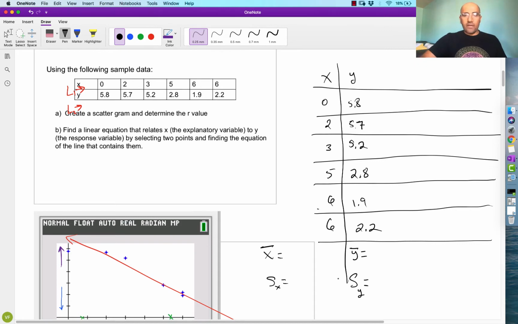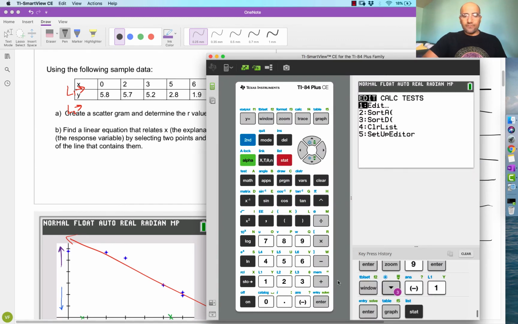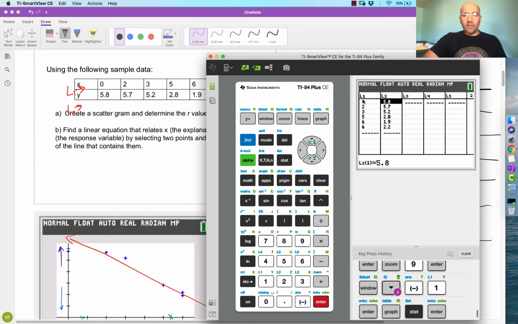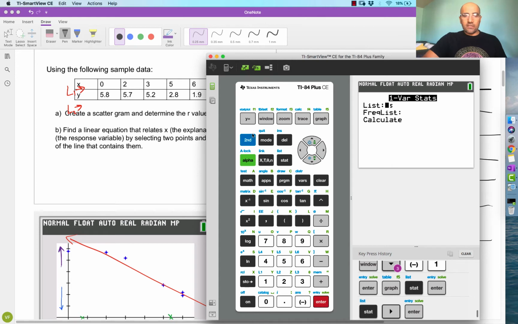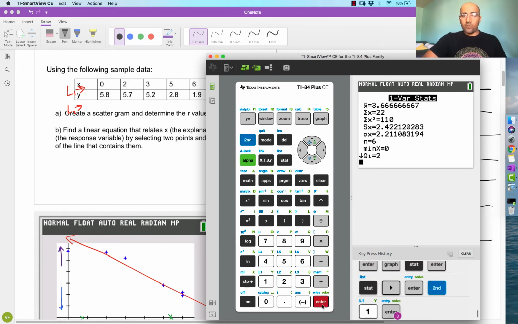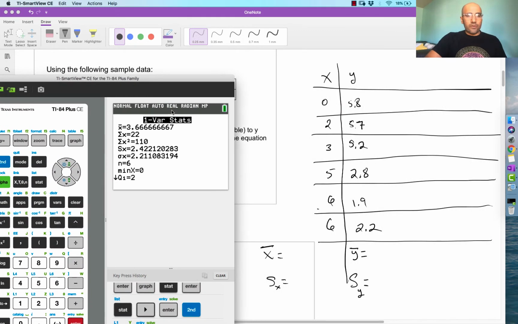We don't have to do all that work by hand. So I've already inputted all my values for the x coordinates onto list 1. So I'm just going to do a one variable stat on list 1. Calculate one variable statistics on list 1, and anything and everything I want to know about list 1 will appear, including the mean and the sample standard deviation. So by default, I'm going to go out to 4 decimal places. In this class, by default, always do 4 decimal places.